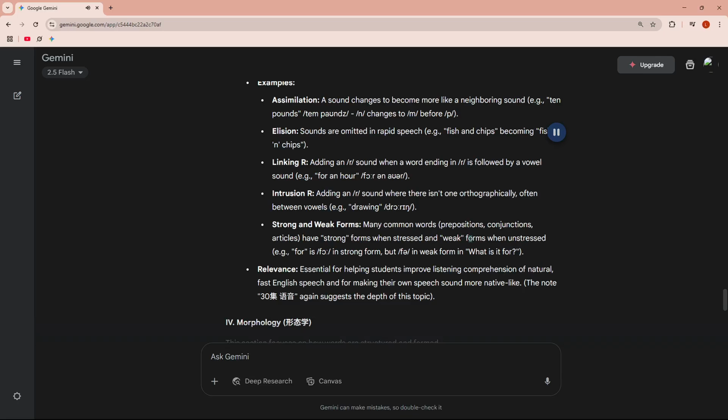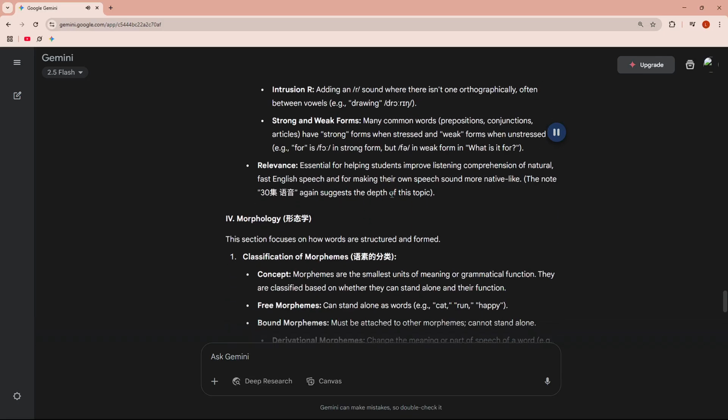Strong and weak forms. Many common words, prepositions, conjunctions, articles, have strong forms when stressed and weak forms when unstressed, e.g., for has a strong form, but a weak form in what is it for. Relevance: essential for helping students improve listening comprehension of natural, fast English speech and for making their own speech sound more native-like. The note, 30 gu yin, again suggests the depth of this topic.